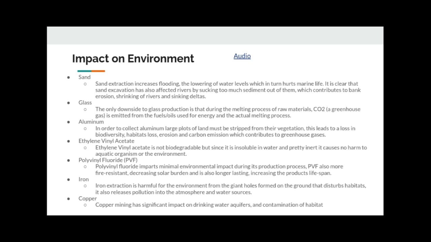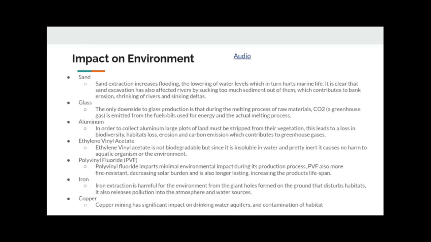The only downside to glass production is that during its melting process of raw materials, CO2, a greenhouse gas, is emitted from the fuels used for energy in the actual melting process. In order to collect aluminum, large plots of land must be stripped down from the vegetation, which can lead to a loss of biodiversity, habitat loss, erosion, and carbon emission, which contributes to greenhouse gases.